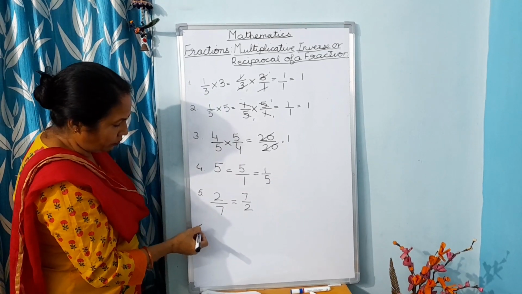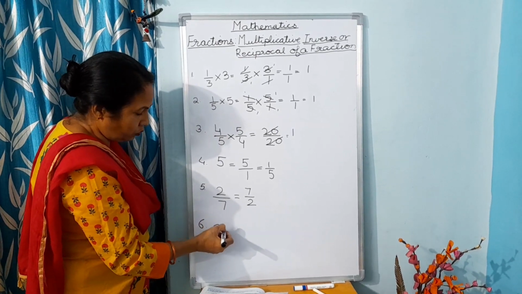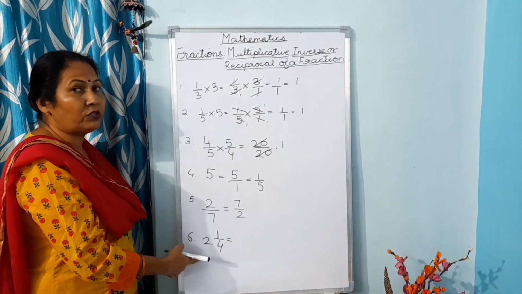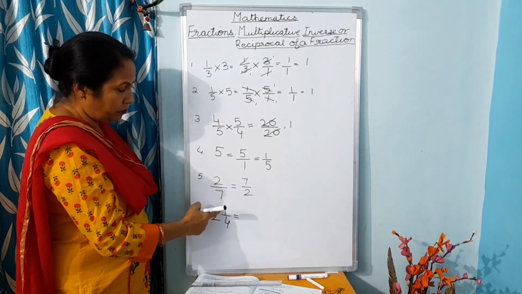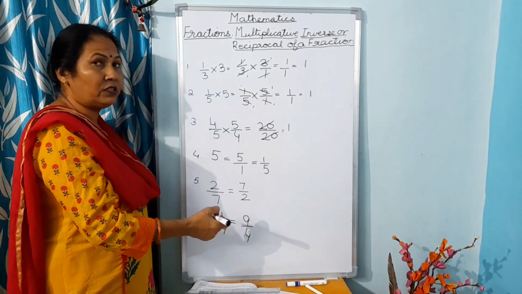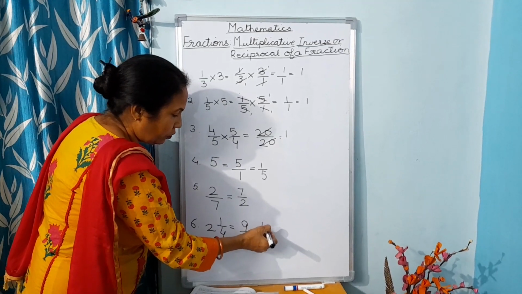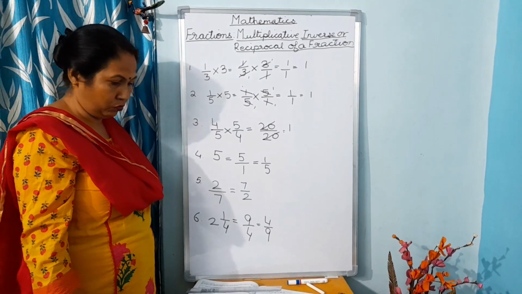Now see one more. Here I am showing you a mixed number. 2, 1 upon 4. So first you are going to change this into an improper fraction. 4 2s are 8 plus 1, 9 upon 4. Now you will change it into reciprocal, and that is 4 upon 9. This is how you have to do.